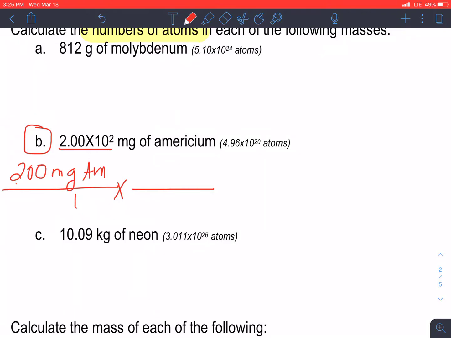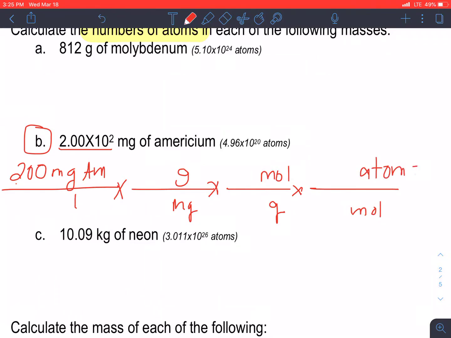And so that's going to be our first step, is going from milligrams to grams, and then grams to moles, and then moles to, in this case, atoms. And the reason why we're choosing atoms here instead of molecules is because we're dealing with a single atom versus a compound.